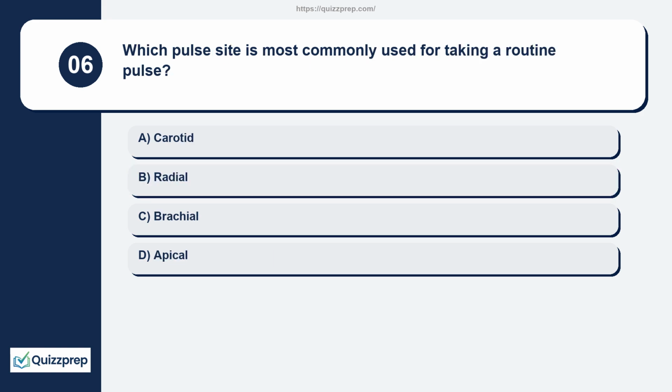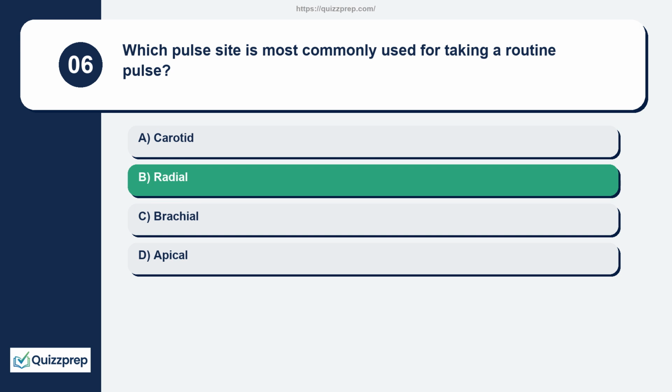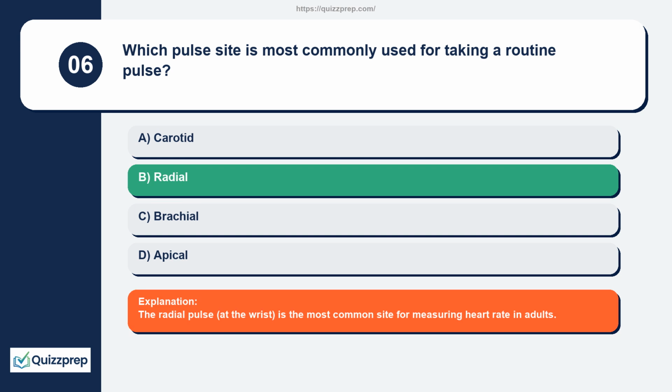Question 6. Which pulse site is most commonly used for taking a routine pulse? Carotid, radial, brachial, apical. The radial pulse, at the wrist, is the most common site for measuring heart rate in adults.